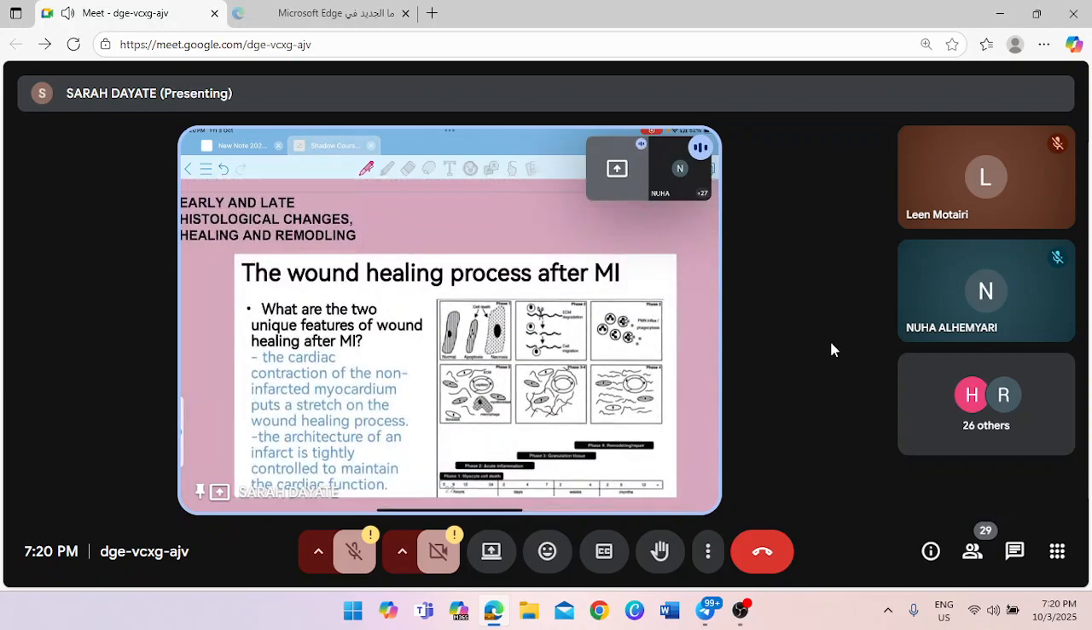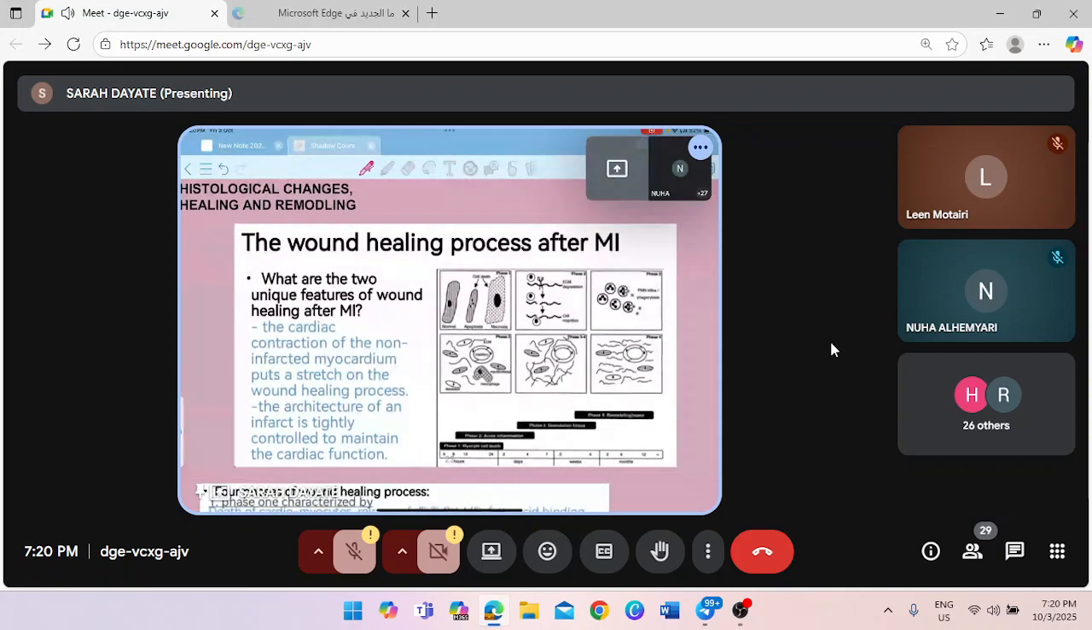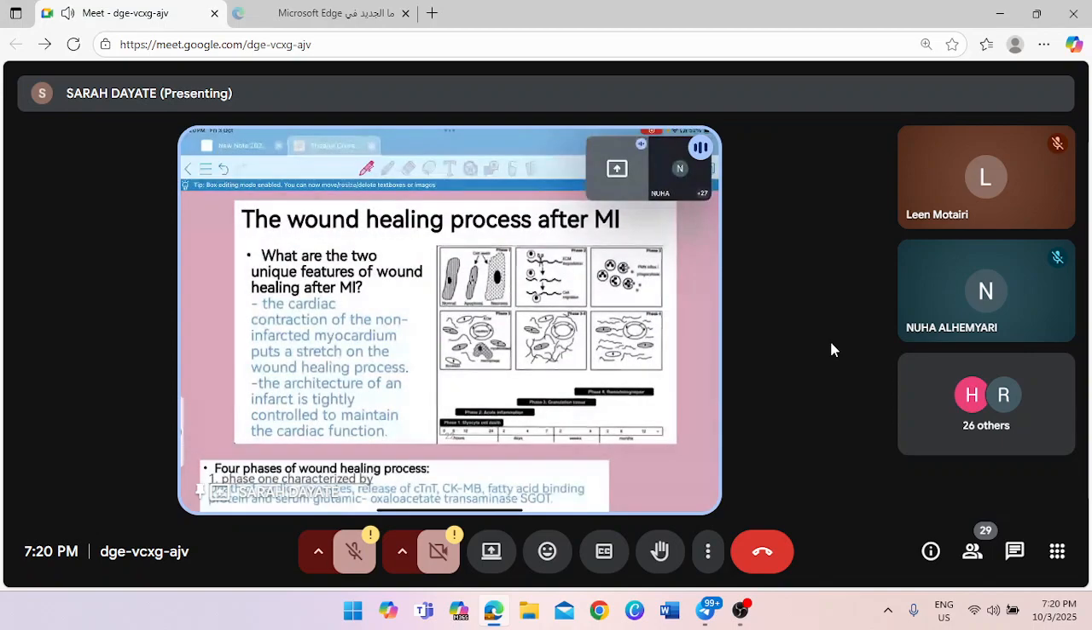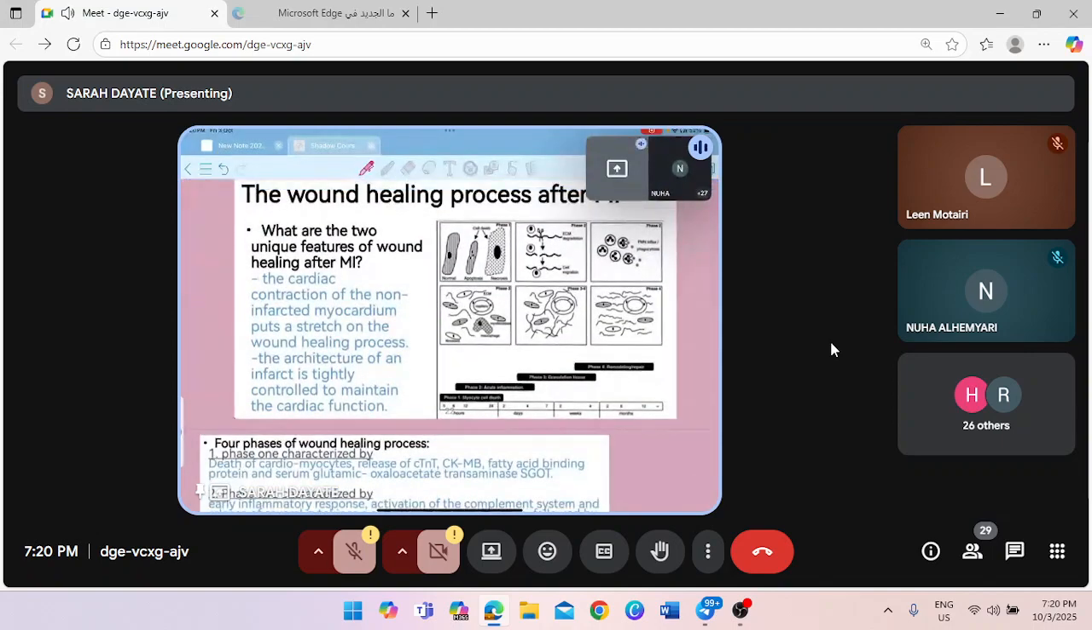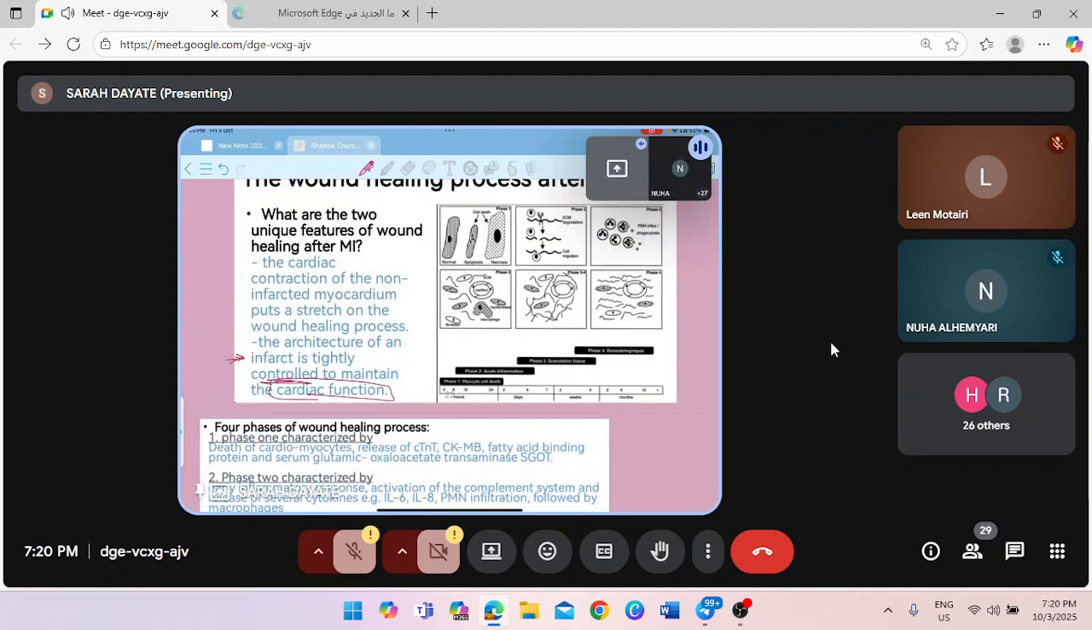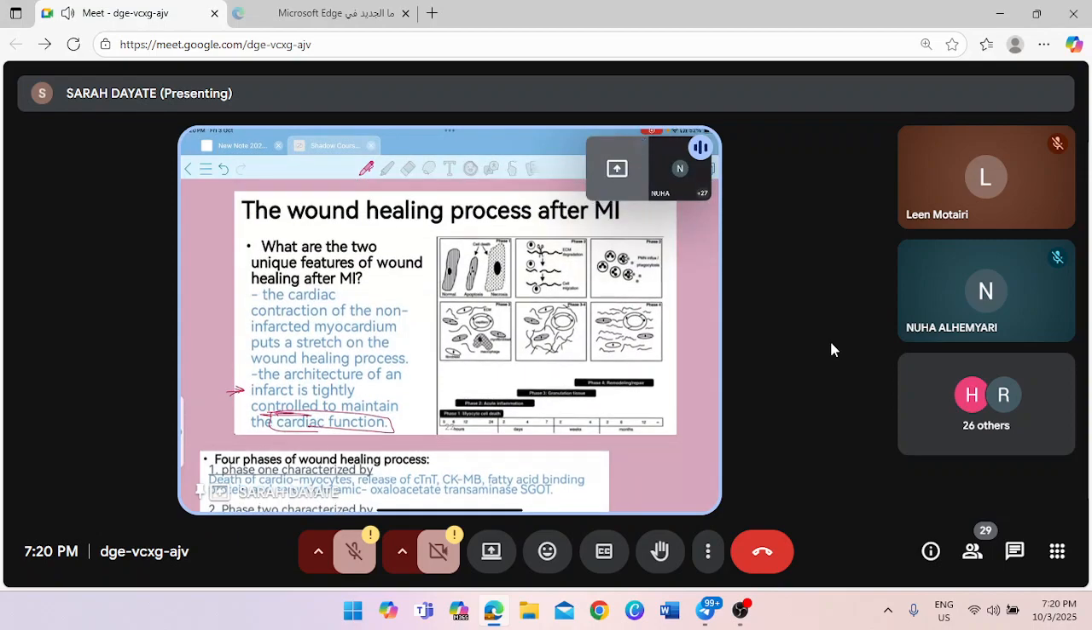So here we have the healing after MI. So how the body will try to close or repair the injury, as explained earlier. The unique feature of the wound healing is that the cardiac contraction of the non-infarcted myocardium puts a stretch on the wound healing process. So the non-dead cells will contract. And the architecture of the infarct is slightly controlled to maintain the cardiac function. Okay, you can read this one. I don't think that you will have questions related to it, but just read this part.